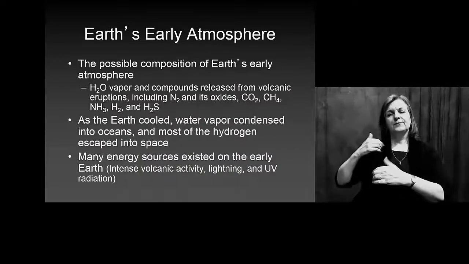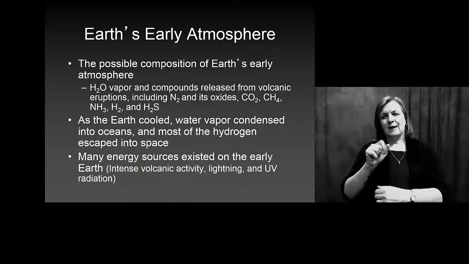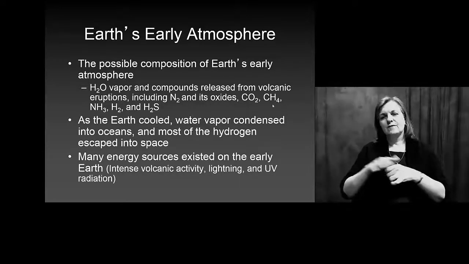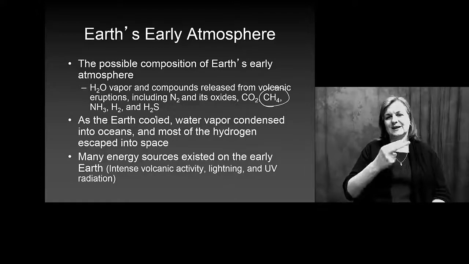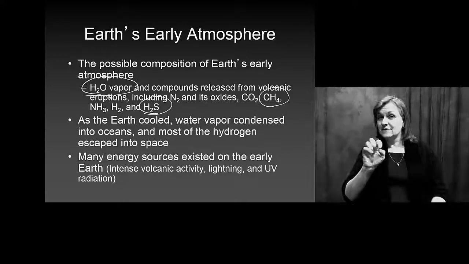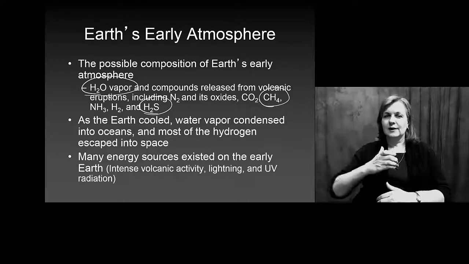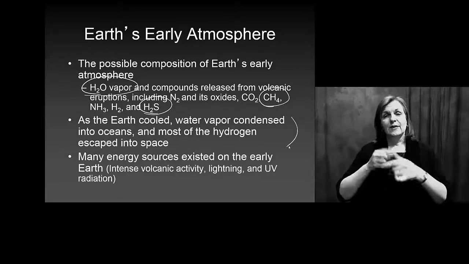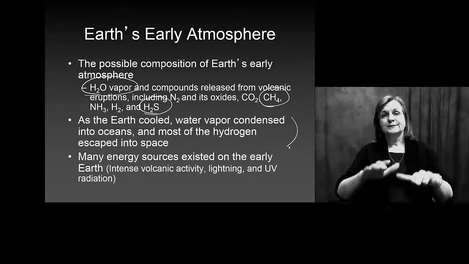So with early atmosphere, we know that the early atmosphere on Earth was not a very pleasant place to be. It was full of things like methane and hydrogen sulfide. Any water that was present on the planet was in the form of water vapor. There simply was too much heat to keep the water in its liquid form. But as the Earth cooled, we do get water vapor condensing and forming oceans.